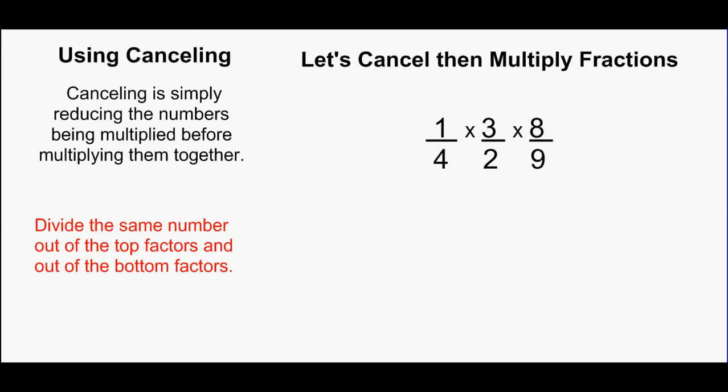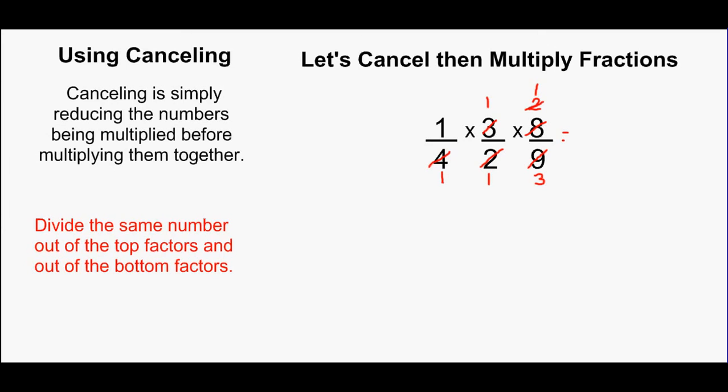1/4 times 3/2 times 8/9. First, I notice I can divide the bottom 4 by 4 and get 1. Divide the 8 on top by 4 and get 2. Now, I realize that I can divide the 2 on the bottom by 2 and get 1. And divide the top 2 by 2 and get 1. I can divide the 3 on top by 3 and get 1. Divide the 9 on the bottom by 3 and get 3.